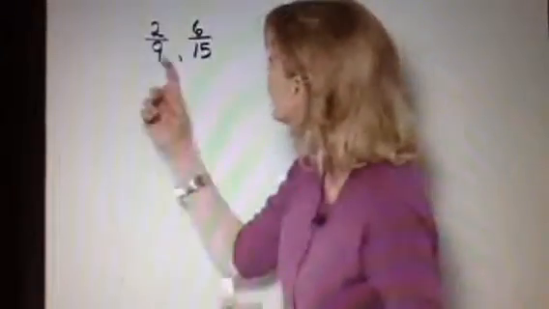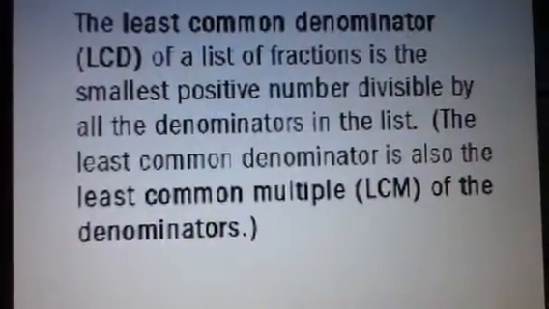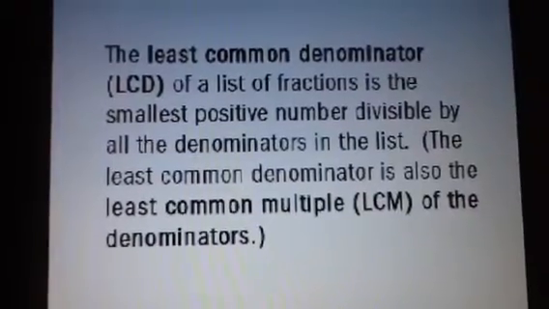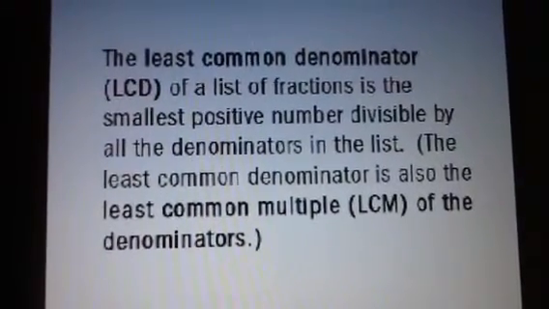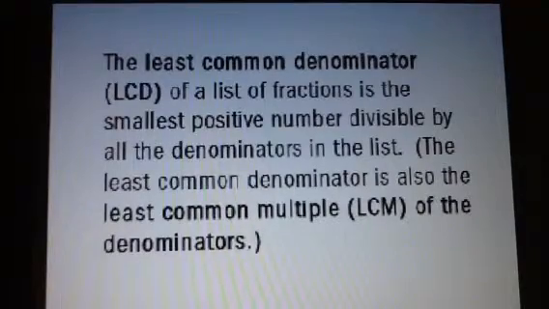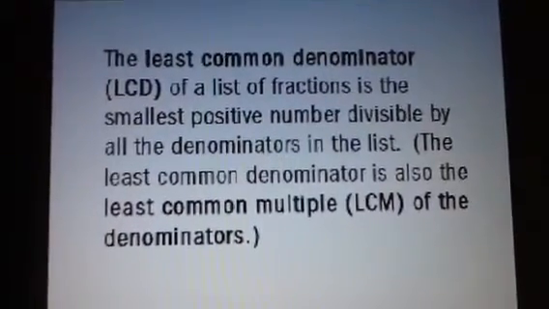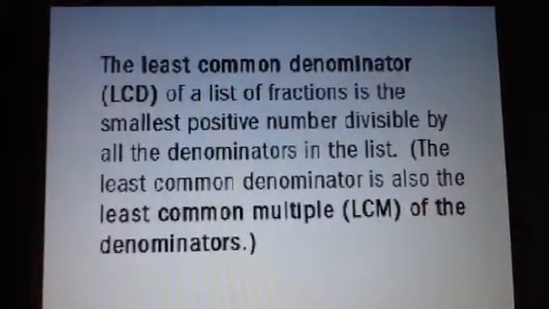Since they're not the same, we need a process by which we can write each of these fractions as an equivalent fraction, but with the same denominator. And the denominator we'll use is what we call the least common denominator. Let's look at that definition. The least common denominator, LCD, of a list of fractions is the smallest positive number divisible by all the denominators in the list. Sometimes the least common denominator is also called the least common multiple of the denominators.